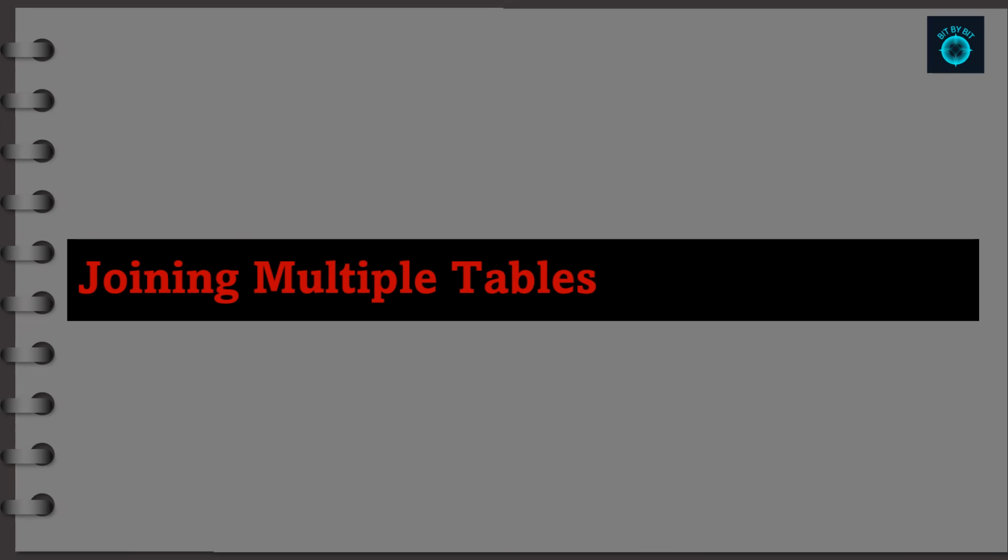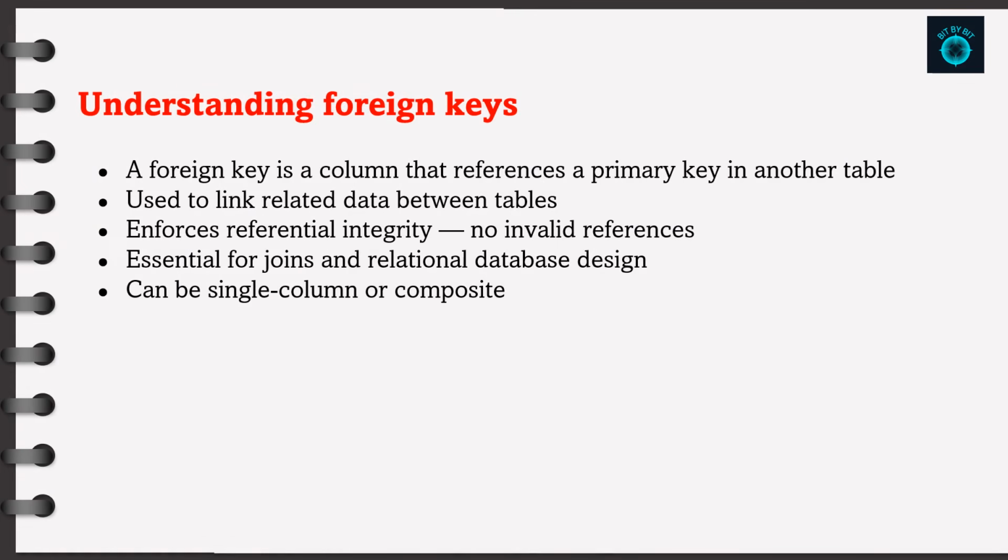Joining multiple tables. Understanding foreign keys. In relational databases, a foreign key is a column or a set of columns in one table that refers to the primary key in another table. It creates a link between two tables, allowing related data to be connected in a structured way.